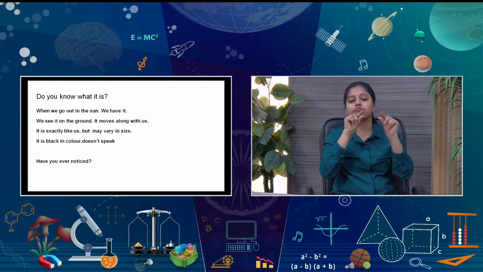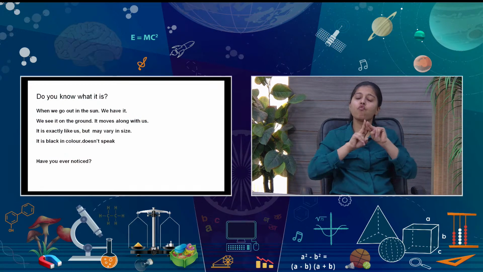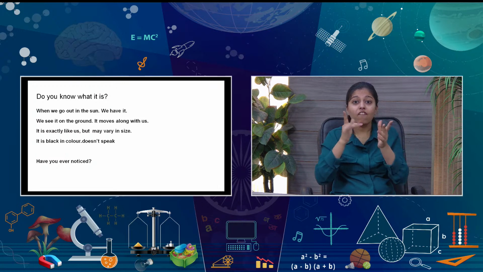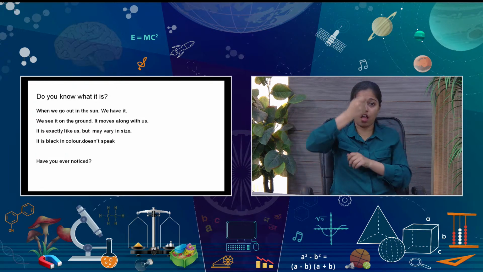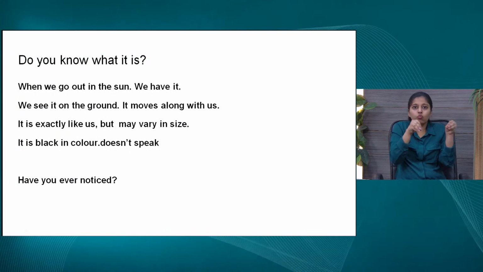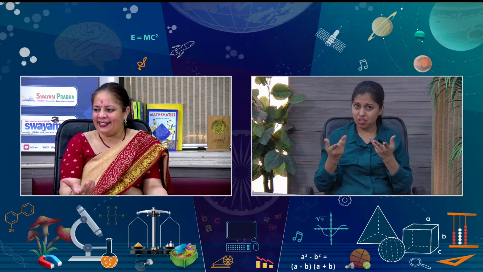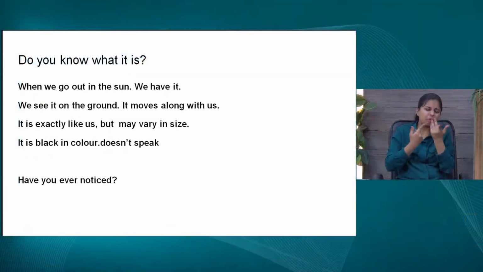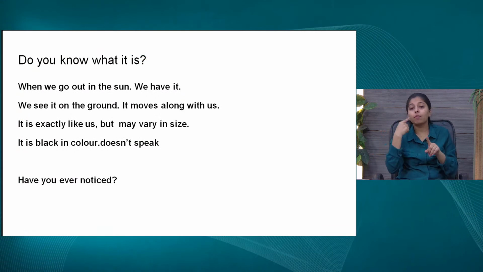Then we put up the second sentence, because this is a complete riddle. We see it on the ground. Now umbrella and goggles are not on the ground. If we go out in the sun, we see it on the ground, and it moves along with us. You see how the child is getting involved in that. It is exactly like us. What is that which is exactly like me? It may vary in size, it is black in color, and it doesn't speak. We do speak.